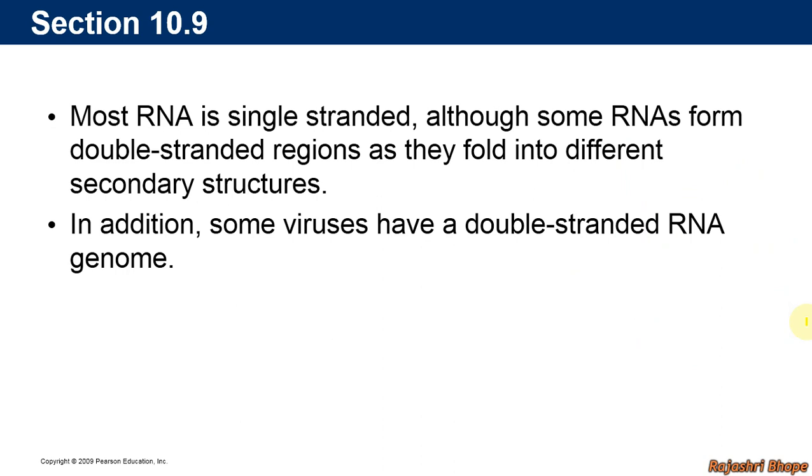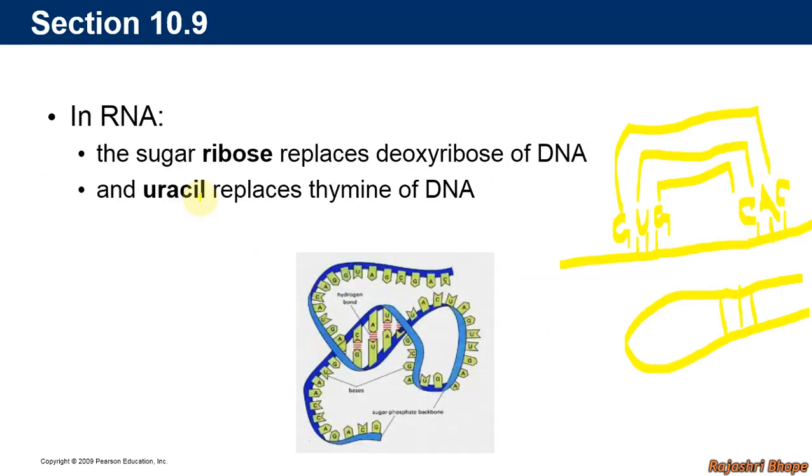Most RNAs are single stranded. Only few viruses have double stranded DNA. Some RNAs form double stranded regions as they fold into different secondary structures. These are known as secondary structures.